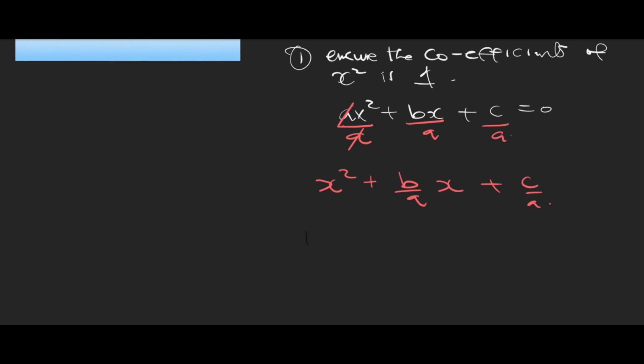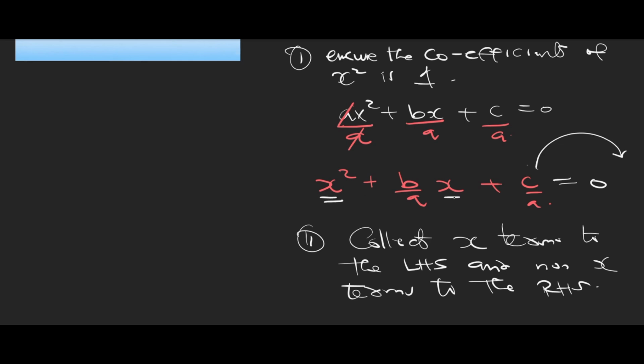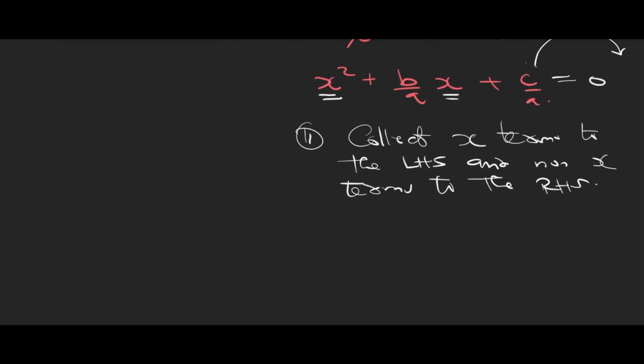Then step 2, we'll have to collect like terms. Collect x terms to the left hand side, and non x terms to the right hand side. This simply means because we have an equal sign here, you can simply move that across, so that you'll be left with these two terms carrying an x. If we rewrite that, we're going to have x squared plus b all over a of x is equal to minus c all over a.